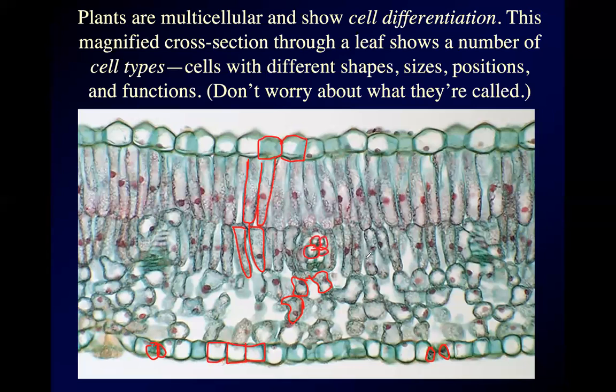And again, we don't really need to worry about what these are, but I'm counting 1, 2, 3, 4, 5, 6 different cell types just in one field of view. And that's what I mean by cell differentiation. Different types of cell arranged in patterns and functioning to do different things.